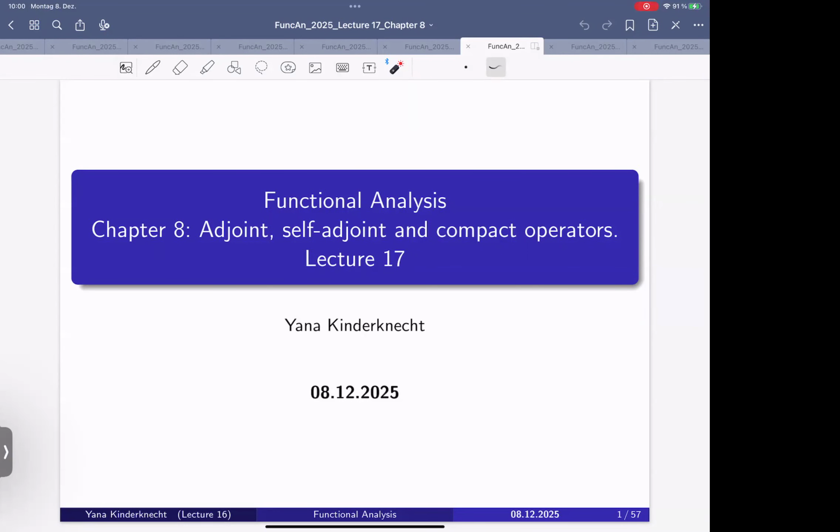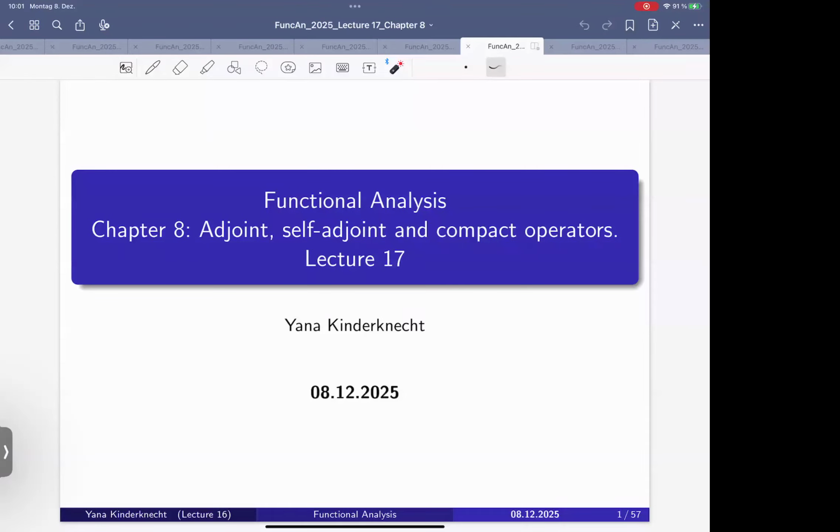Hello, everybody. Today we start with the last chapter, chapter 8. It is about adjoint, self-adjoint, and compact operators. Of course, there are many fat books about the theory of adjoint, self-adjoint, and compact operators. And the aim of this week's lectures is just to introduce the basic notions and to speak a little bit about the properties and what it is all for. No more. Then you have to read the books to get more rigorous theory.